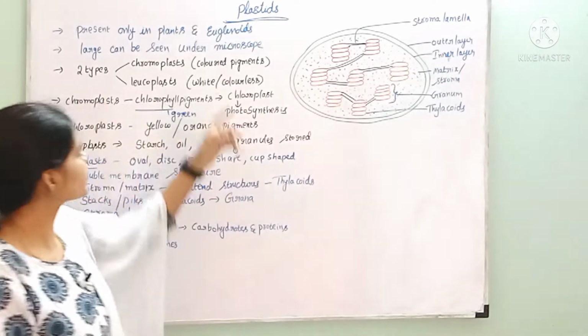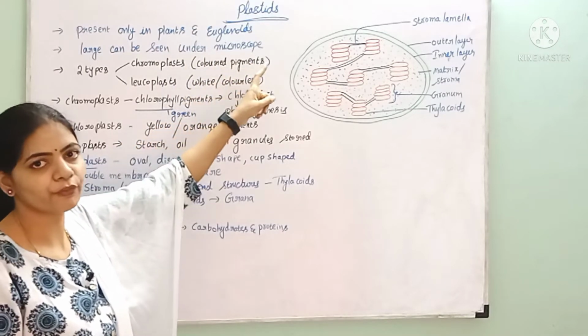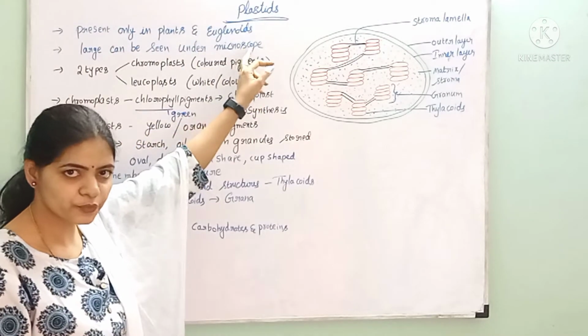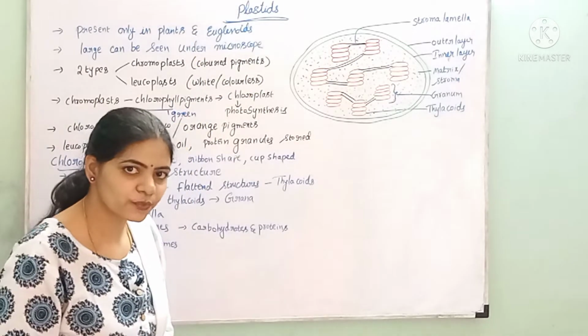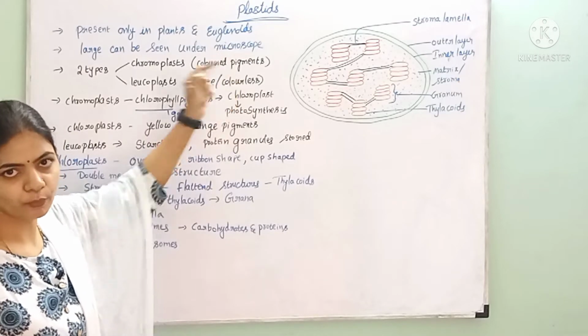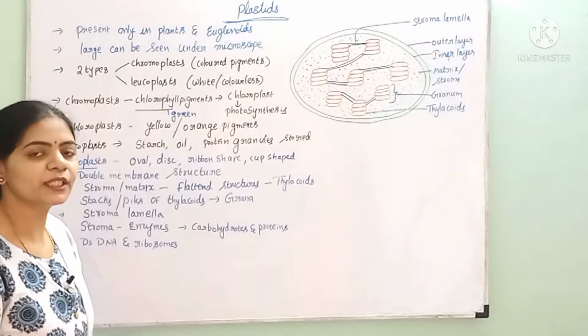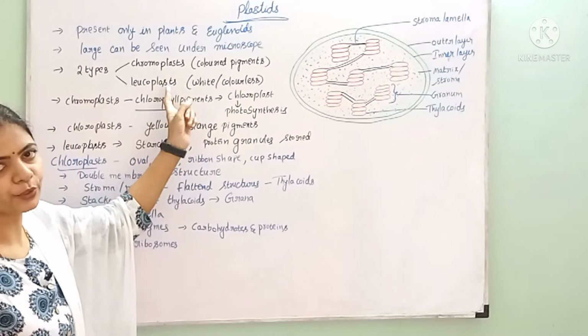So these plastids are present in plants and euglenoids. Euglenoids also perform photosynthesis. Hence, these plastids are present in plants and euglenoids. And these plastids are large in size and can be seen under the light microscope also. And there are two types of plastids: chromoplast and leukoplast.